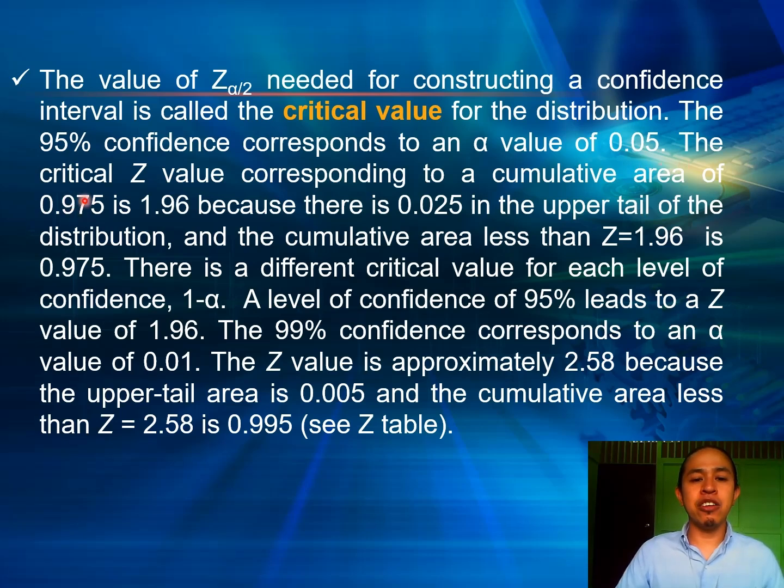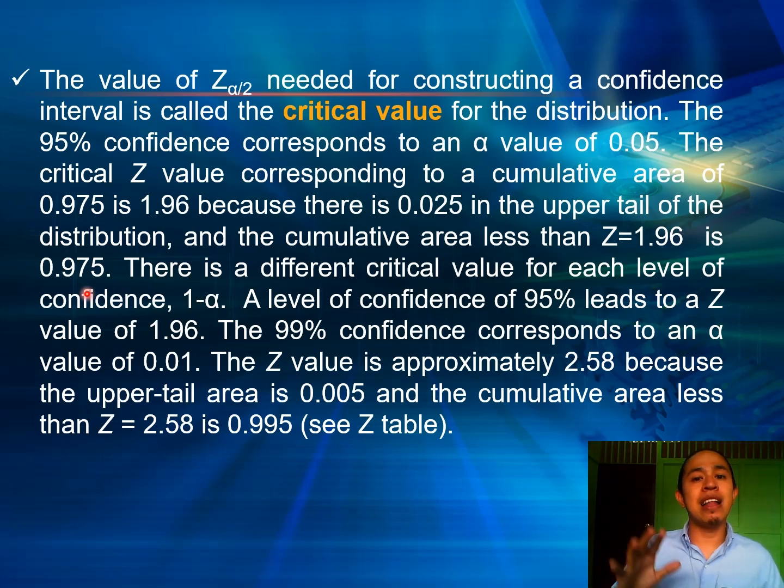So the critical z value corresponding to a cumulative area of 0.975 is 1.96, because there is 0.025 in the upper tail of the distribution, and the cumulative area less than z equals 1.96 is 0.975. So remember, as I've said earlier, that in our example, the confidence level is 95%.